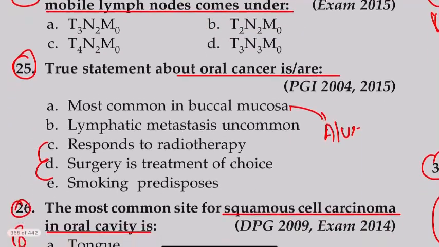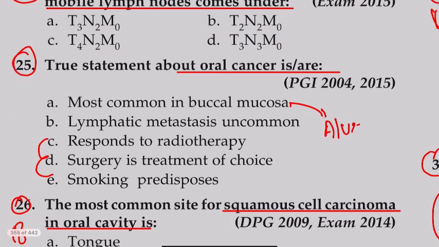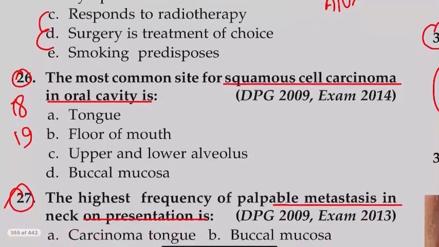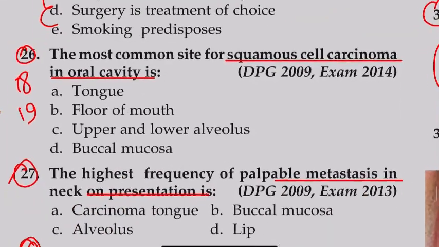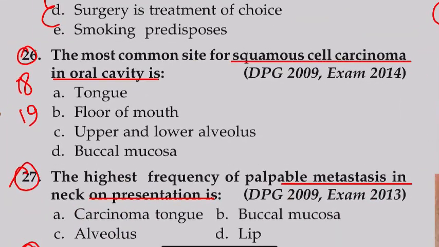True statement about oral cancer is or are. Respond to radiotherapy? Yes. Surgery is a treatment of choice? Yes. Smoking predisposes? Yes. The most common site for squamous cell carcinoma in oral cavity, what is the most common site? That is our tongue. Tongue is the most common site of squamous cell carcinoma in oral cavity, right?